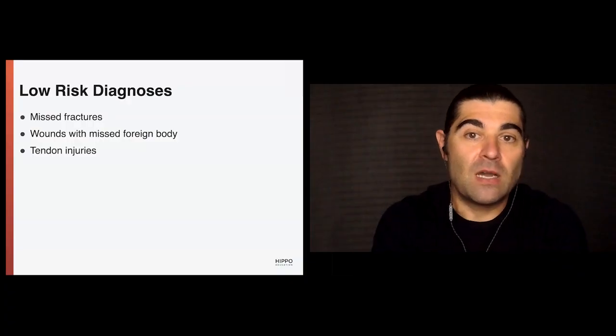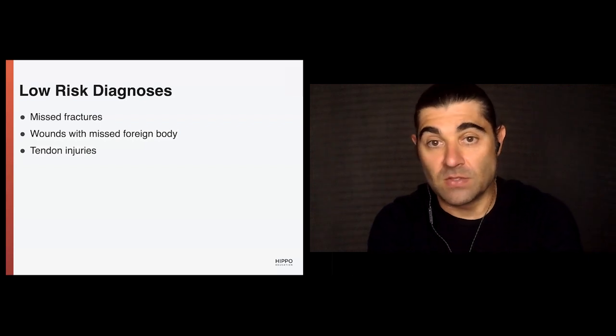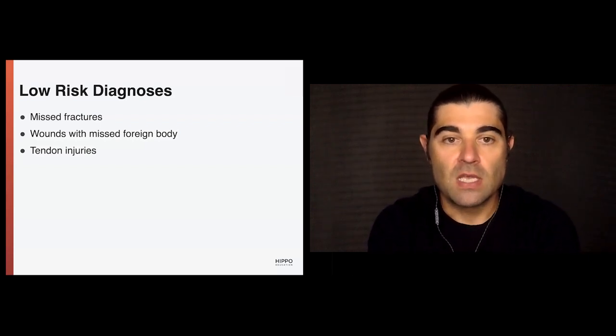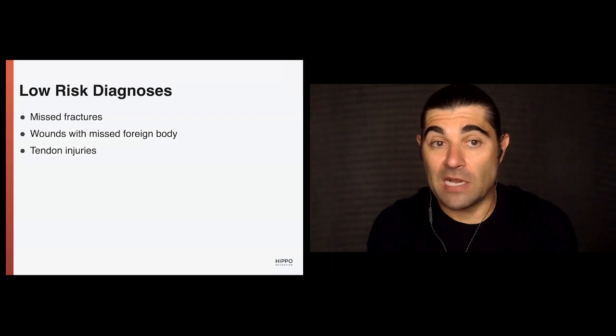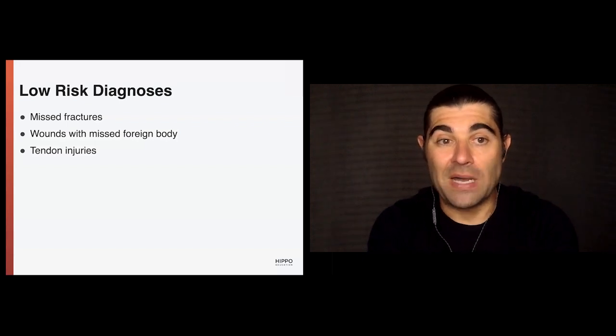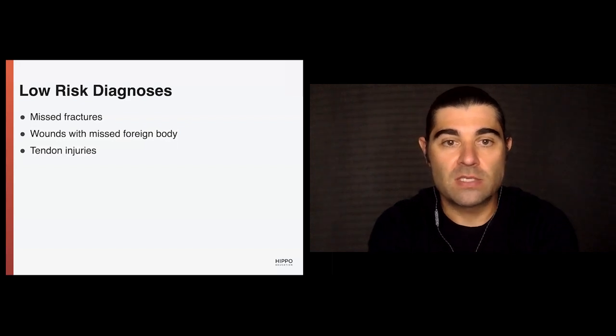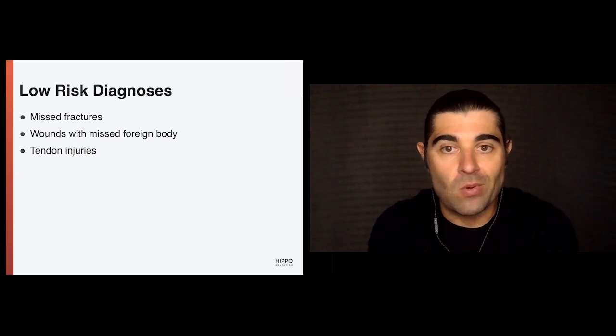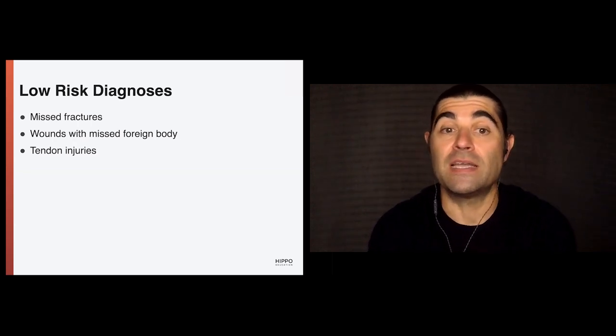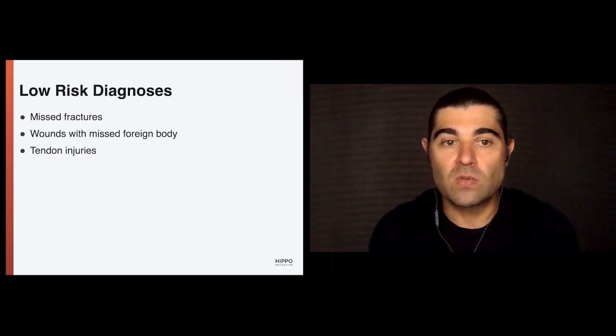Absolutely. Now, when we look at low-risk diagnoses, so those were the high-risk ones, the most frequent ones were either a missed fracture, wounds with a missed foreign body, or tendon injuries. These were by far and away the lowest kind of low-risk diagnoses, but these are all important, and they're ones that we've all probably missed. And again, it's the same thing. The frequency of the diagnosis-related claim is similar to the areas of greatest monetary losses, with fractures being the highest at 23%, and wounds with missed foreign bodies being 2%, and then down from there.